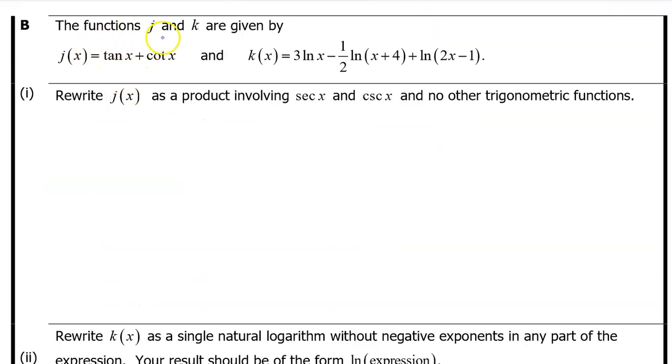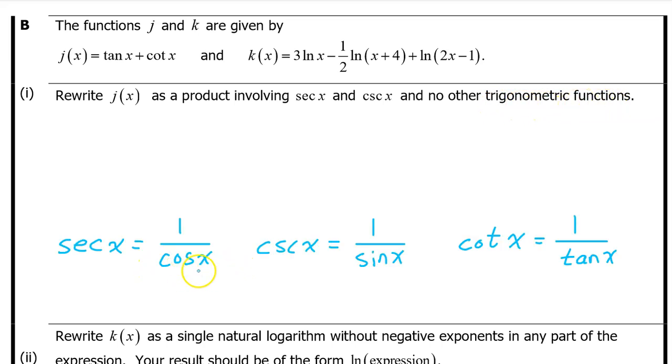Part B. The functions j and k are given by these expressions. B part 1. Rewrite j of x as a product involving secant x and cosecant x and no other trigonometric functions. You need to memorize the definitions of these three trig functions if you don't already know them. Secant x is equal to the reciprocal of cosine x. Cosecant x is the reciprocal of sine x, and cotangent x is the reciprocal of tangent x.